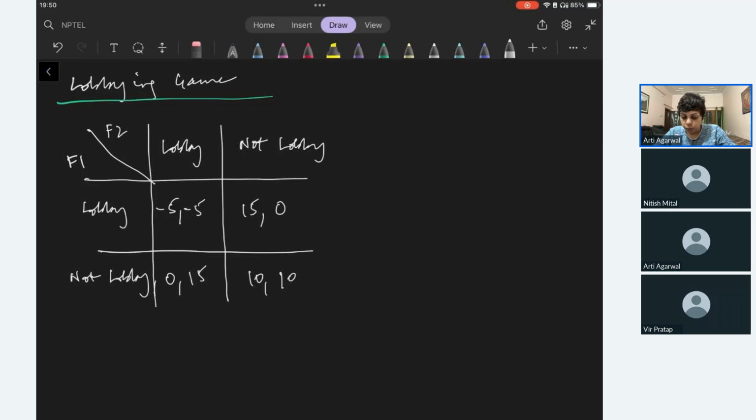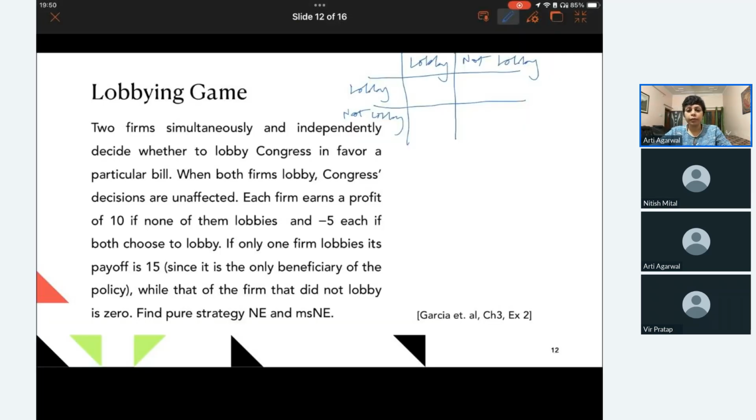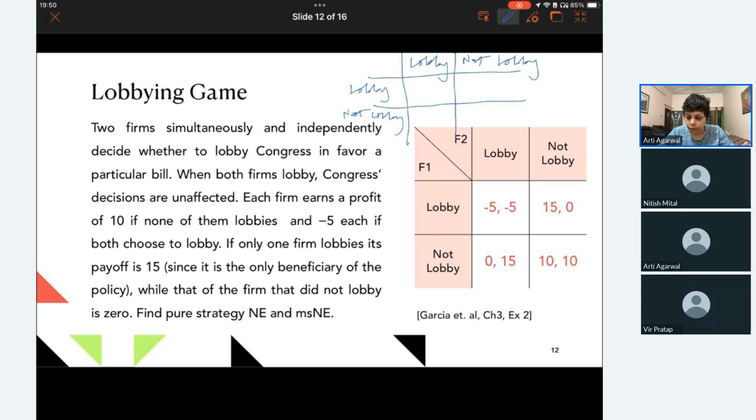Okay, so let's go back and check if we are correct. So this is the game table. Let me clear annotation.